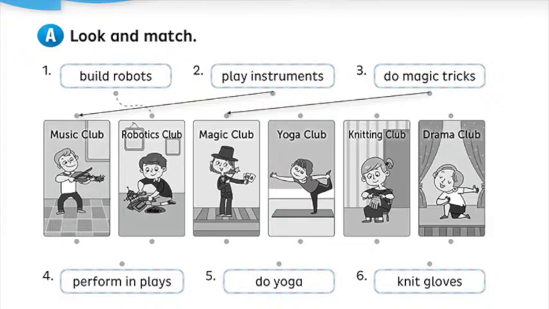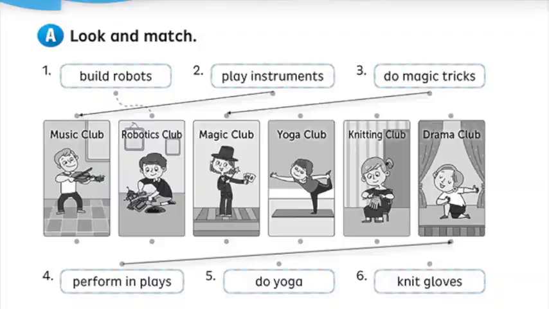Number 4, the activity is perform in plays. Which club do you perform in plays? That would be the drama club. Drama club. Very good. You see here the picture of the boy performing in a play on the drama club poster.